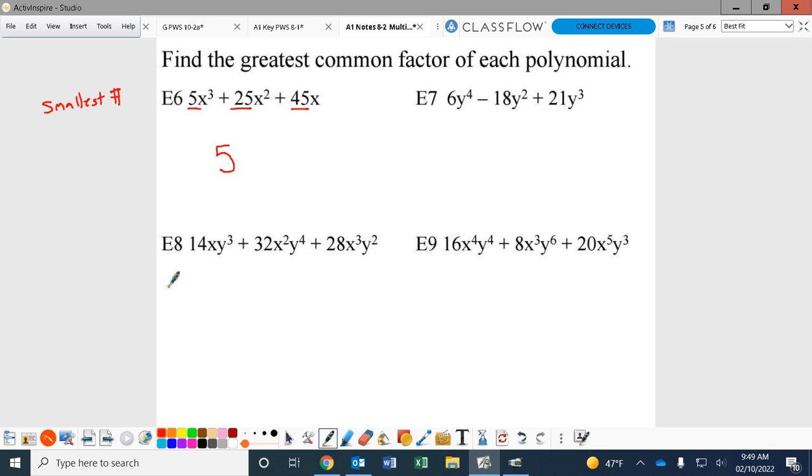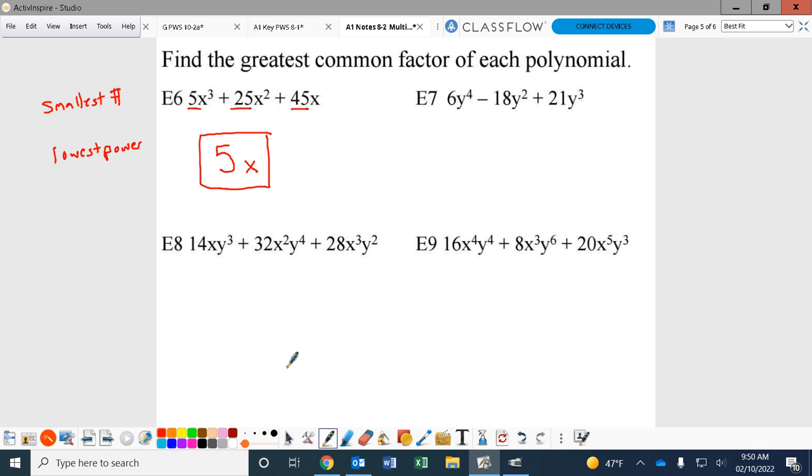Okay, from there, do they have a common variable? Yes or no? Yes, they do. It's an x. Okay? Then the next thing you need to do is decide what power to put on there. To decide what power you put on there, you look at the lowest power. Lowest power is what we're looking for. So what is the lowest power that's here out of the 3, the 2, and the 1? That's it, then that is your GCF. 5x to the first, which is written just 5x.